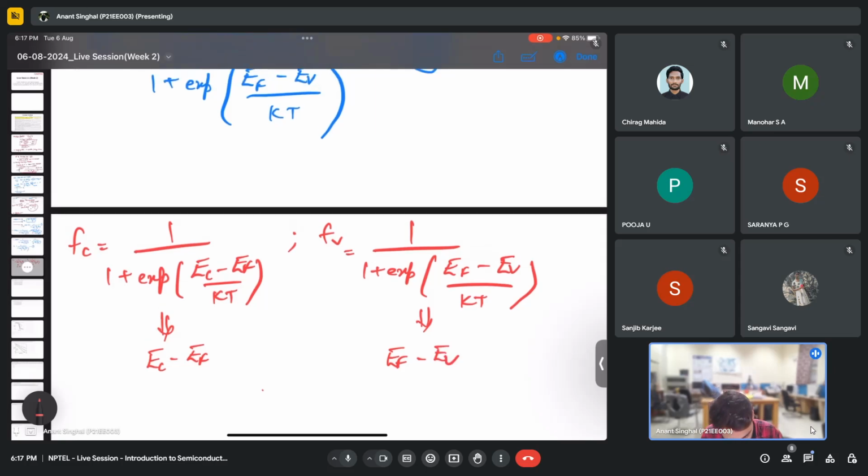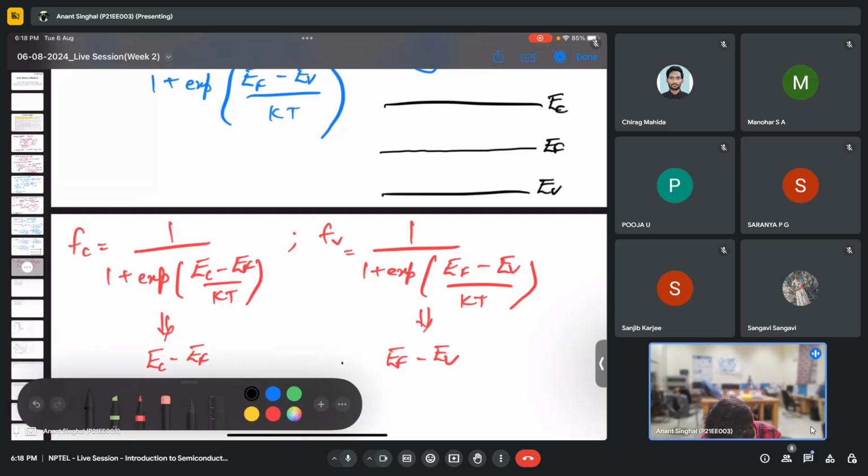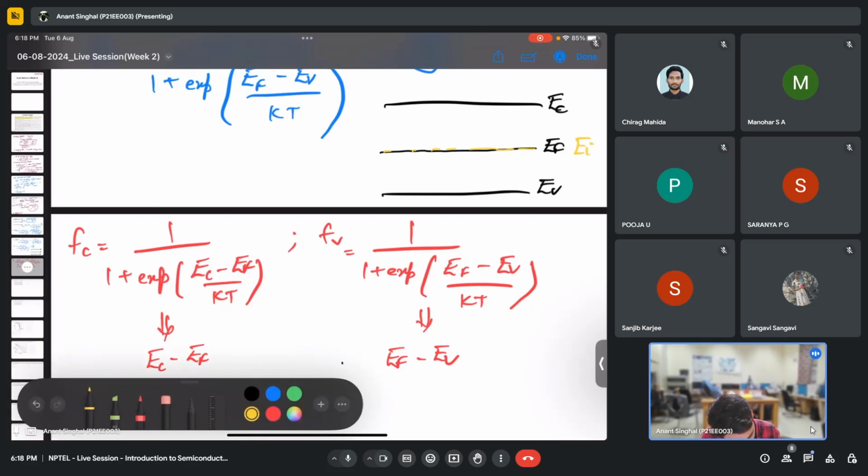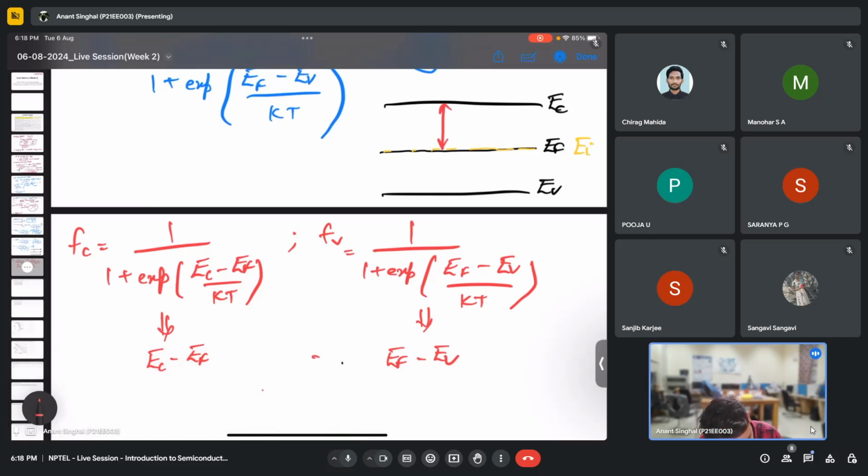If I again make the band diagram very quickly, this is Ec, this is Ev, and the Fermi level is in the middle, that is Ef. We also have Ei, denoted by this yellow color. So this is Ec minus Ef, and this is Ef minus Ev. Can we say that Ec minus Ef is equal to Ef minus Ev? We already know that it is in the middle, from where we get that Ef is nothing but Ec plus Ev by 2.